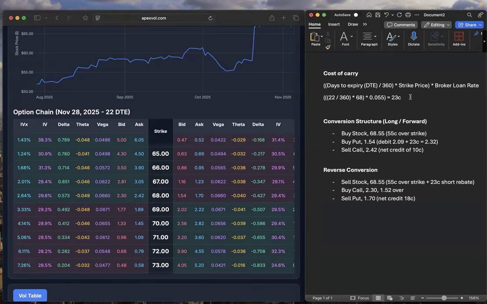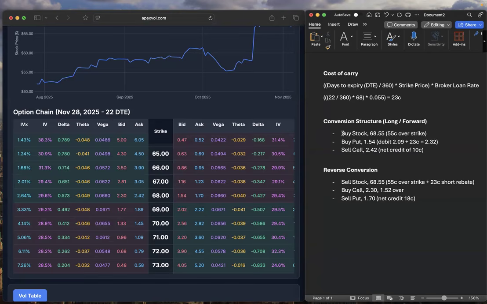The conversion structure involves buying the stock and hedging that long position by buying puts, entitling you to rid yourself of the long stock through exercising your long puts. This is done at a premium plus the carry, and we compensate for that outright by selling calls. So let's look at the legs.